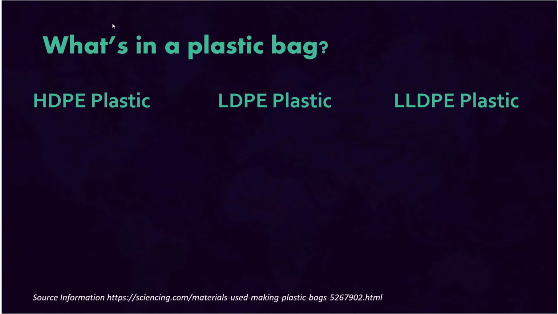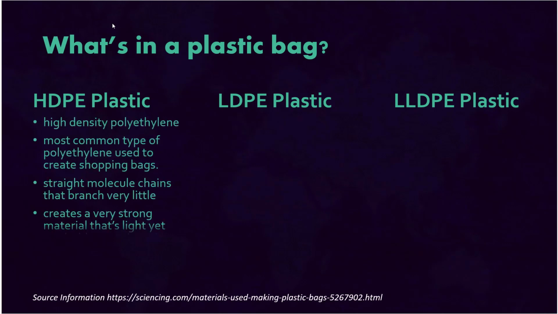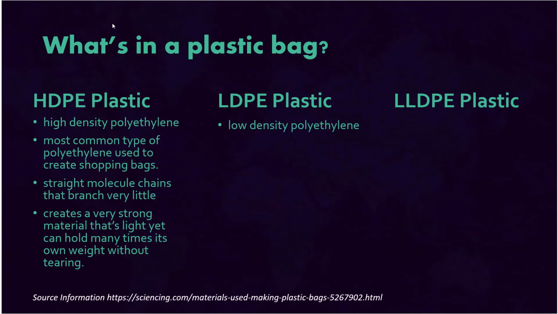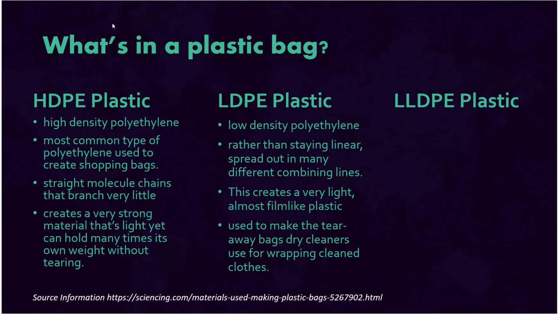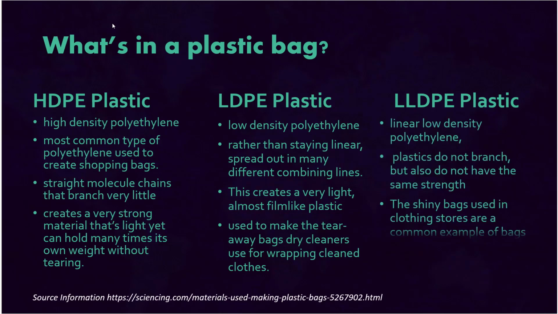Let's talk about what's in a plastic bag. There's actually three types of plastics that are used for bags. The first one is HDPE, which is high density polyethylene. This is actually a really strong polyethylene that allows you to carry many things, and this is what you see in the grocery store plastic bags. LDPE is the low density polyethylene, and it is used more in the tearaway type bags that you have. They're not nearly as strong. And then you have the LLDPE, which is the linear low density polyethylene, which is the shiny pieces that you see in your clothing stores in the packaging that comes with it.